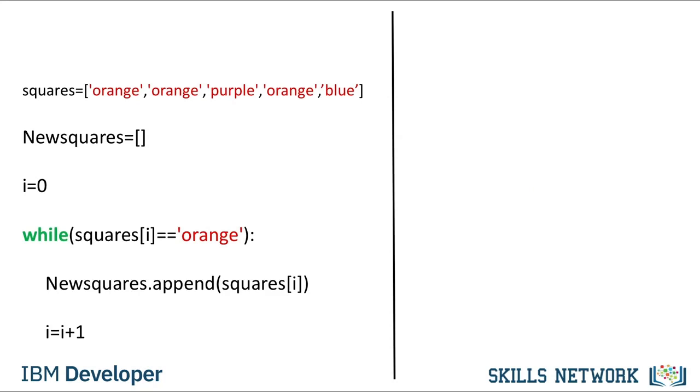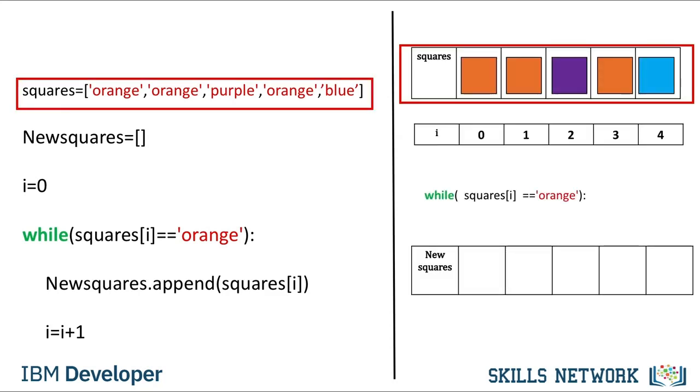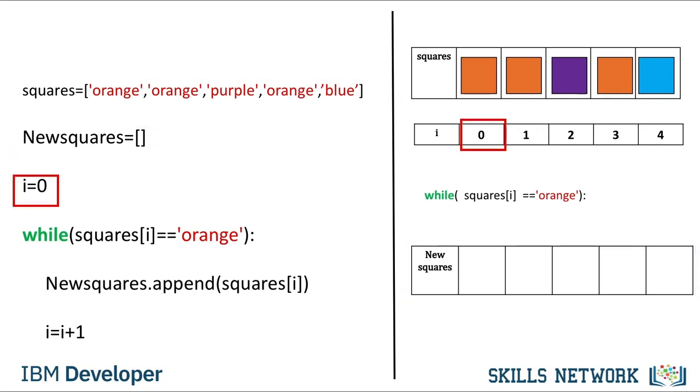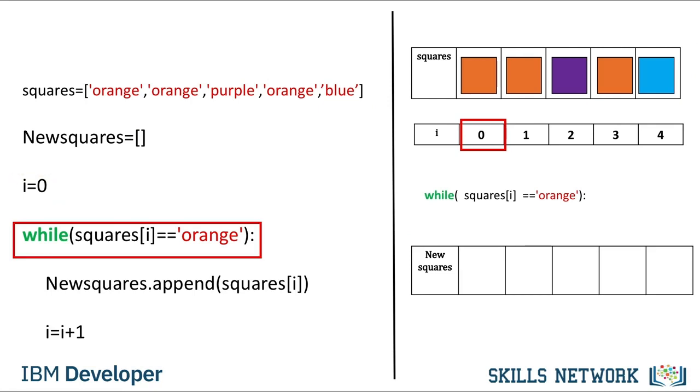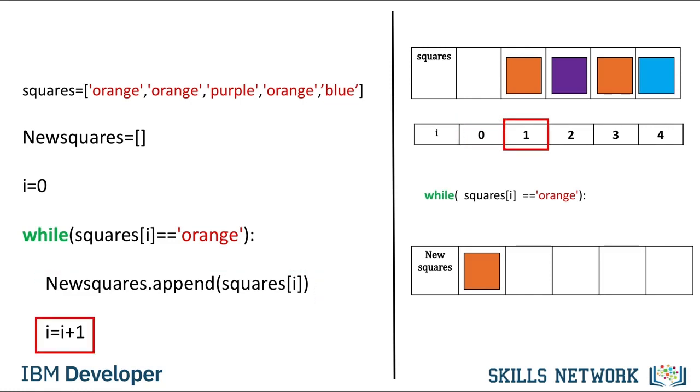Let's use the figure on the left to represent the code. We will use a list with the names of the colors to represent the different squares. We create an empty list, new squares. In reality, the list is of indeterminate size. We start the index at 0. The while statement will repeatedly execute the statements within the indent until the condition inside the bracket is false. We append the value of the first element of the list squares to the list new squares. We increase the value of i by 1.